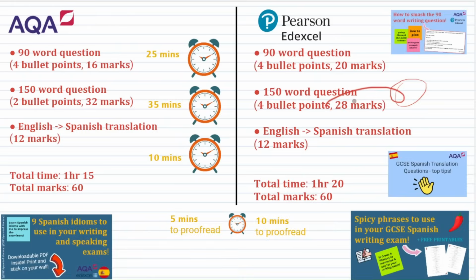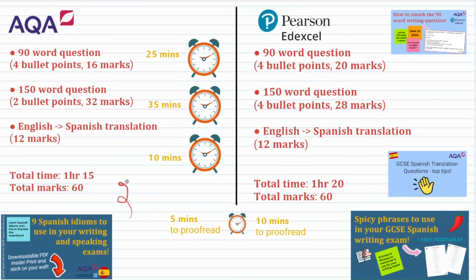So the layout of the writing paper for both AQA and Edexcel is quite similar. You have the 90-word question, the 150-word question, and the English into Spanish translation. You will do another translation at the end of the reading paper, but that one is easier in a way because it's Spanish into English.